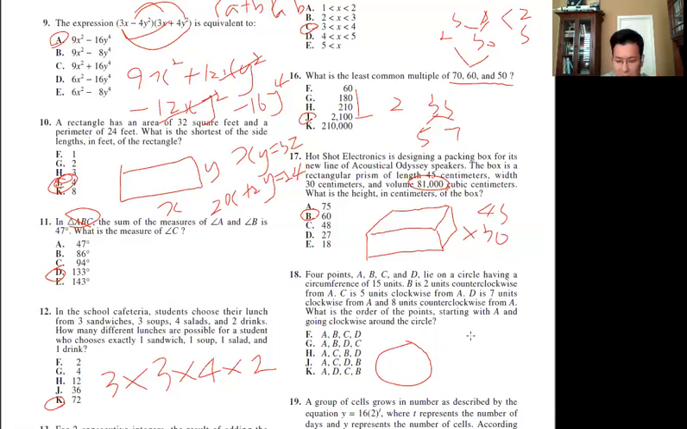So this is 15 units. Let's say this is A, and then D is somewhere here. So D, the length is C. This is 7. And also it says C is 5 units clockwise from A. So 5. D is 2 units counterclockwise from A. So it's 2 units from here.